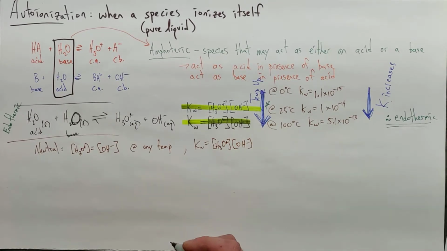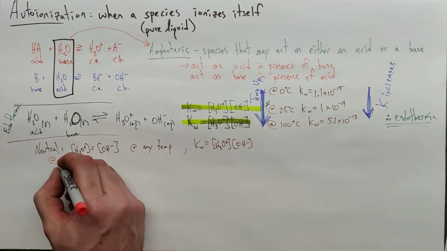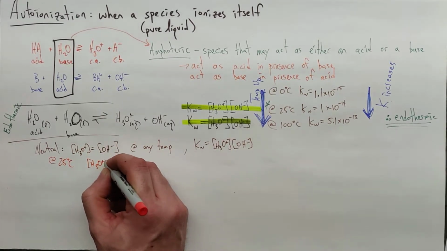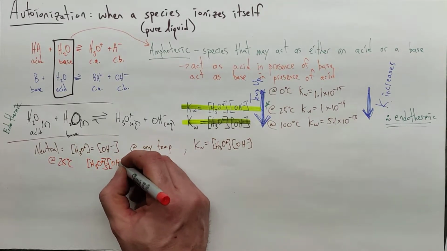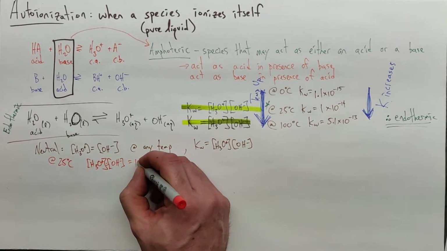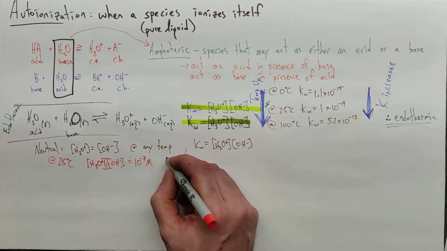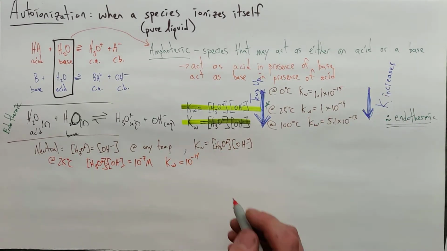And that's at any temperature. So what we ended up with is, at 25 degrees Celsius, the concentration of H3O+ is equal to the concentration of OH- at 10 to the minus 7th molar. And our Kw is going to be 10 to the minus 14th, and we saw that over there. Here's why it matters.